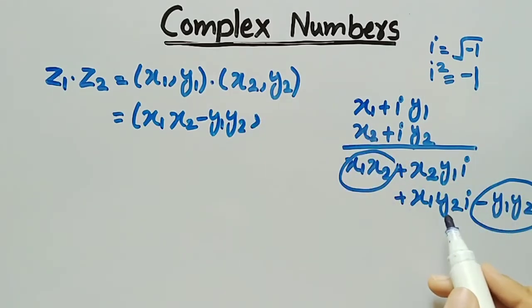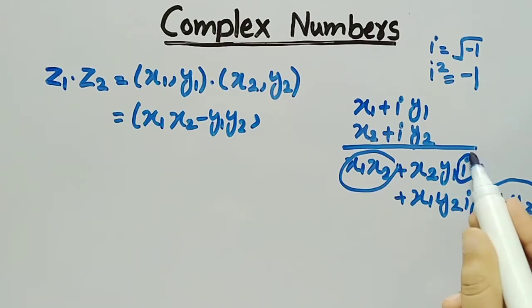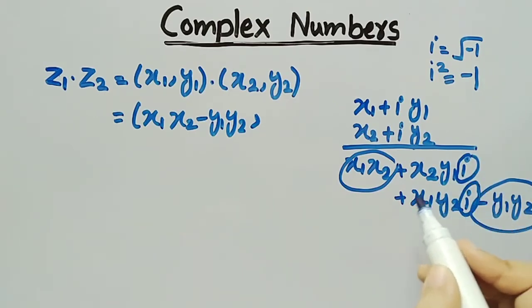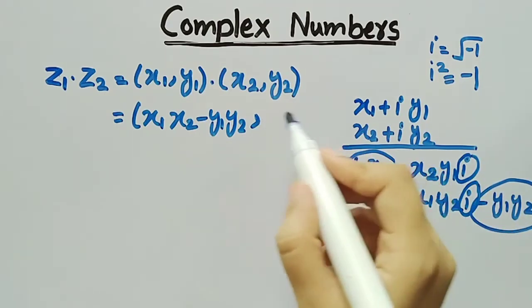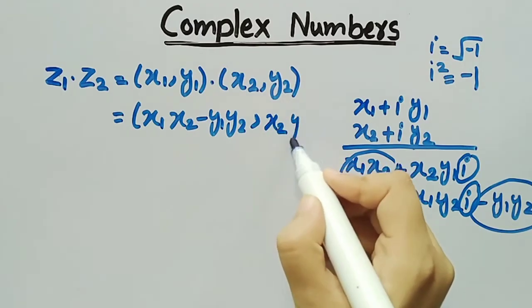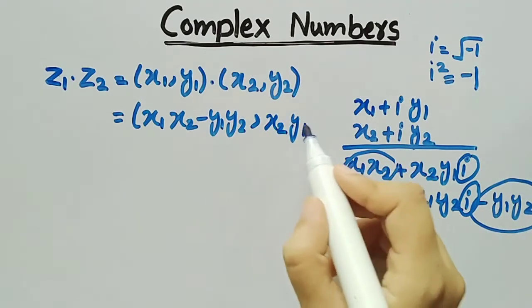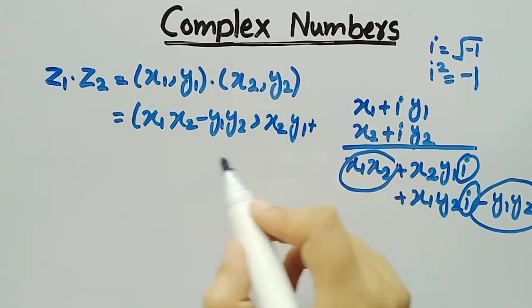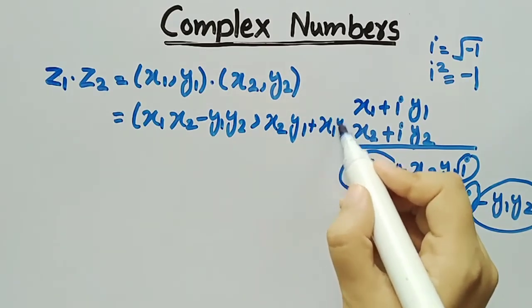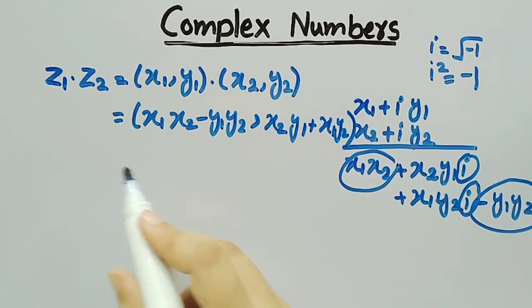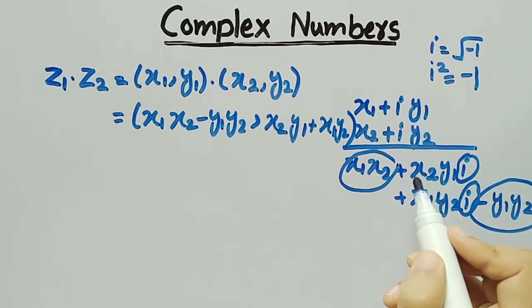And the part with the iota sign, which is the unit imaginary number, will be written in the second place, which is x2 y1 plus x1 y2. So in this way we can multiply two complex numbers.